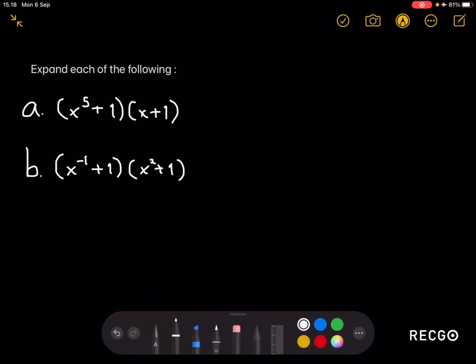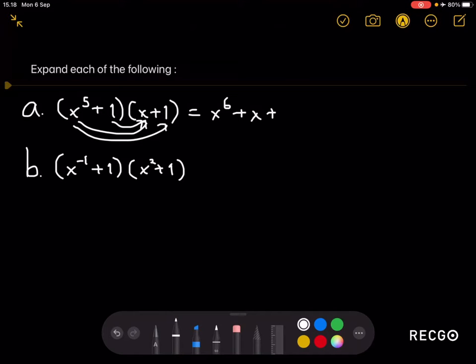So for part A, we have x to the 5th plus 1 times x plus 1. Well, we can just distribute the first two terms in the first group with the first term in the second group. So we have x to the 5th times x, that will be x to the 6th, plus 1 times x, that will be just x. And then we can distribute the first two terms with the second term in the second group. So we have x to the 5th times 1, that will be x to the 5th, plus 1 times 1, that will be just 1.